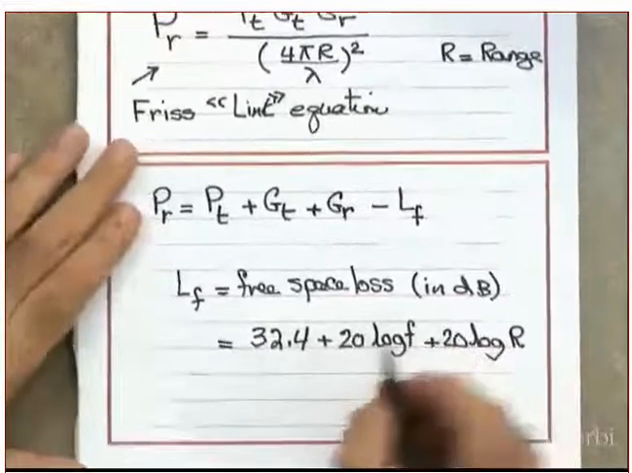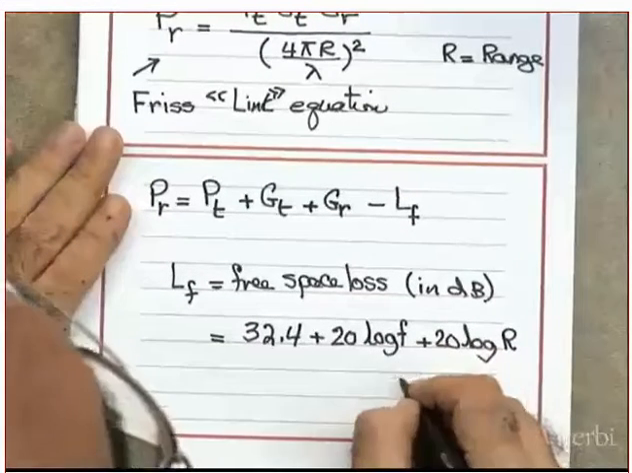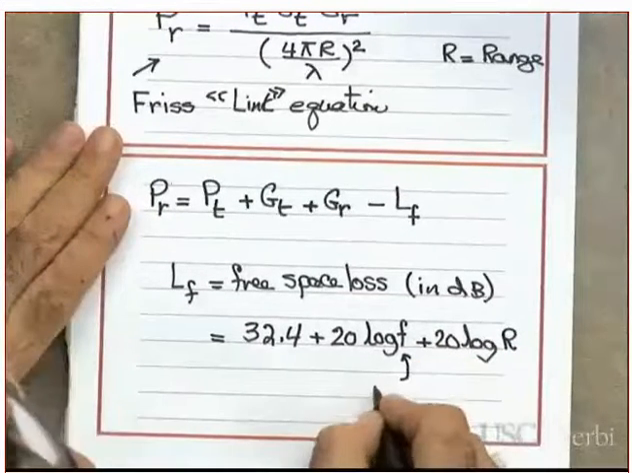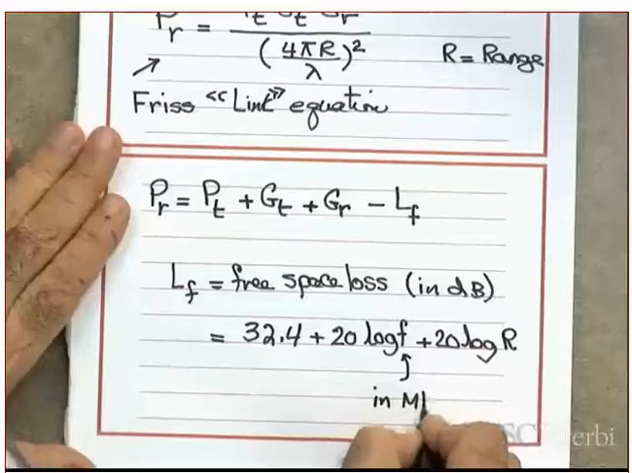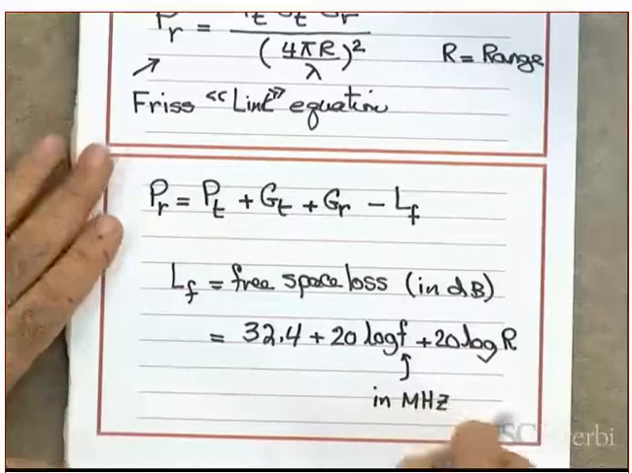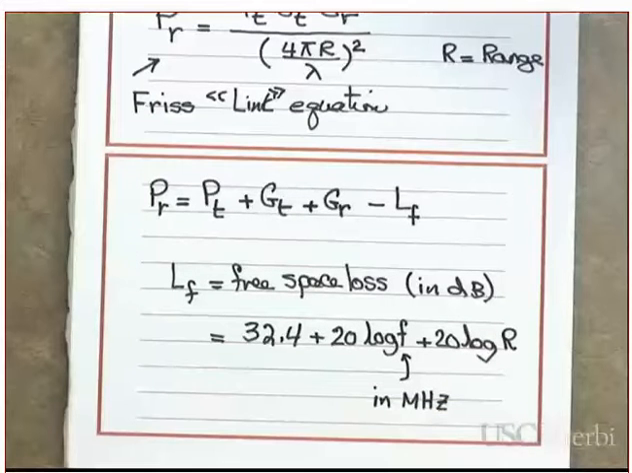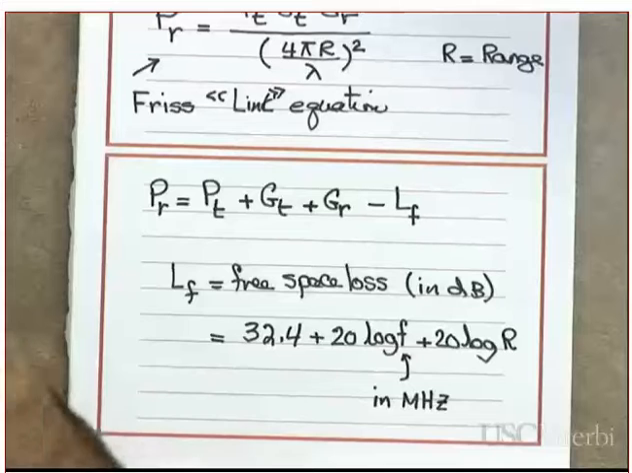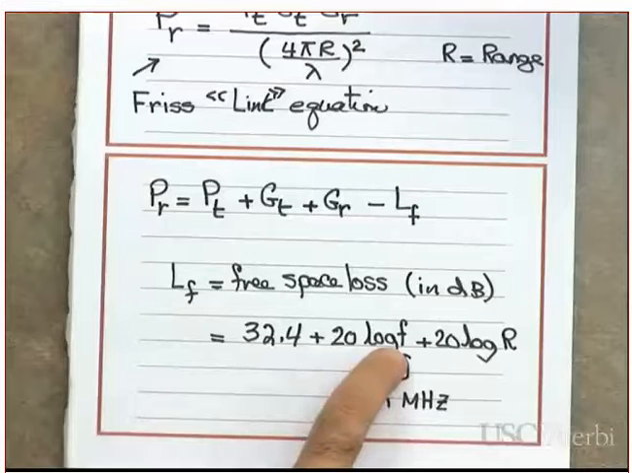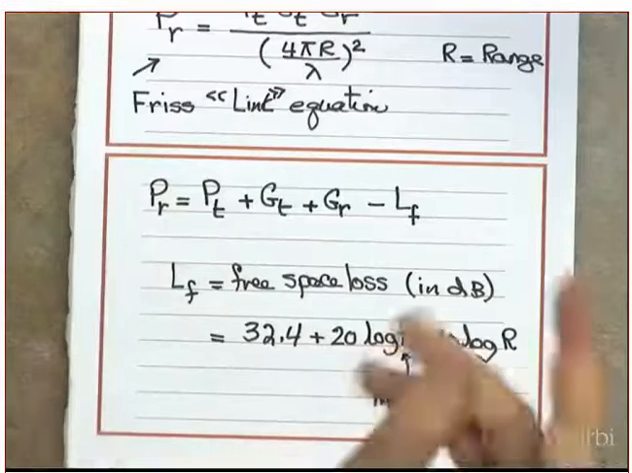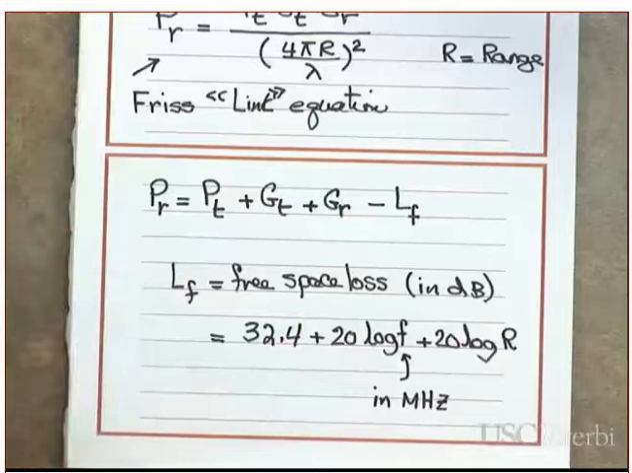Yes or no? But be careful. This F is in megahertz. So for example, if the question tells you you are using, let's say, the Ku band in a satellite, the Ku band is 12 gigahertz. What do you plug here? You plug in 12,000. Did you understand what I just said? Yes or no? It's in megahertz.